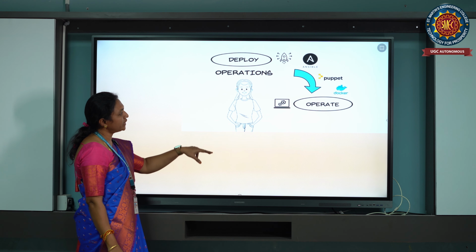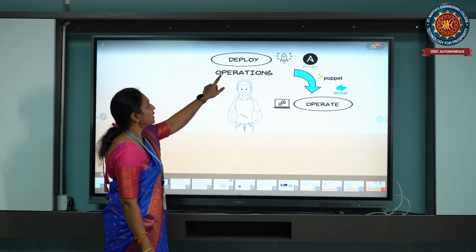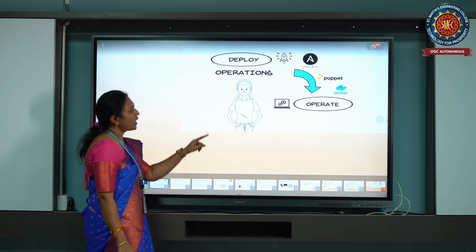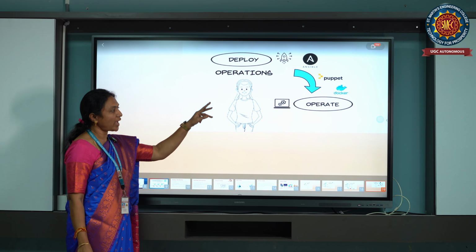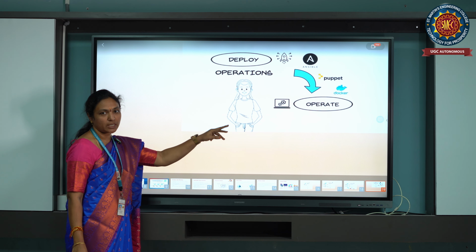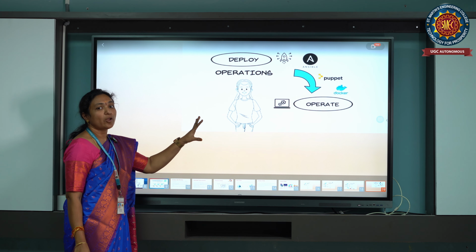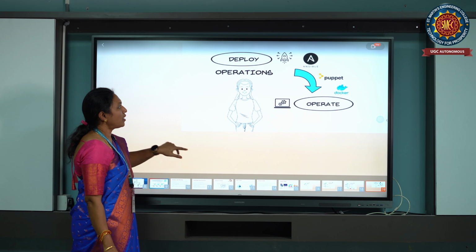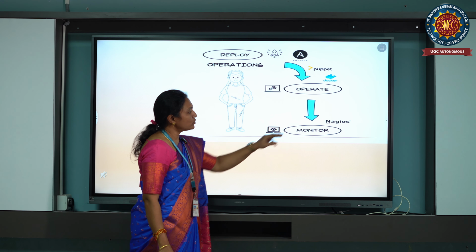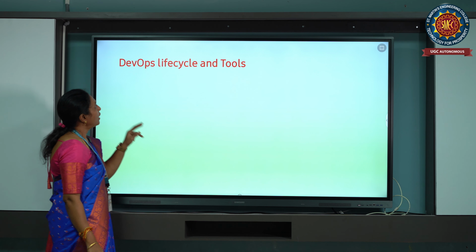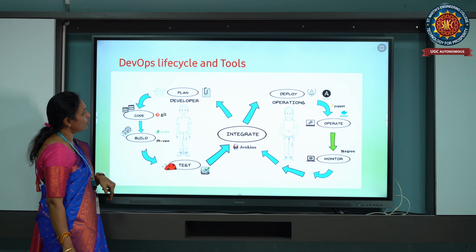So after completing the test stage, that is given to the operations team. The operations team uses some tools called Ansible, Puppet, and Docker. These are some of the deployment tools used by DevOps engineers. And this is monitored by using the Nagios tool. And this is the life cycle of DevOps.